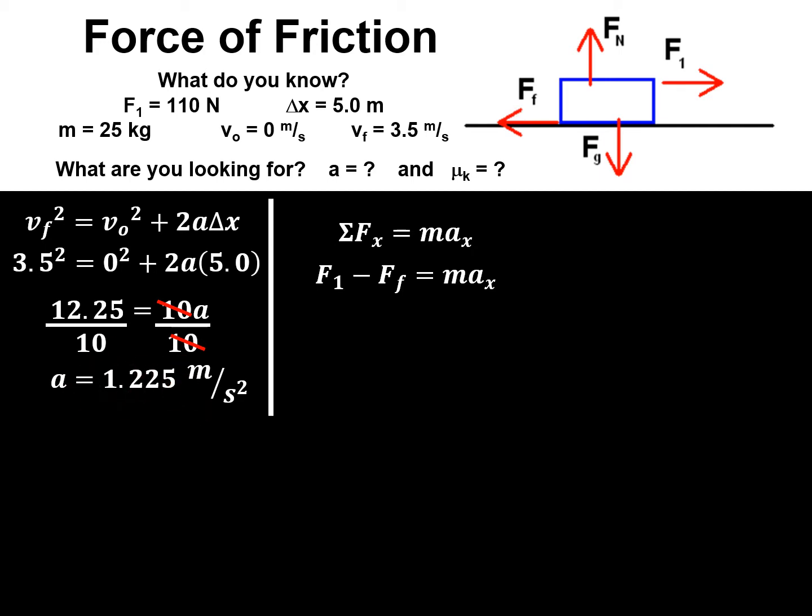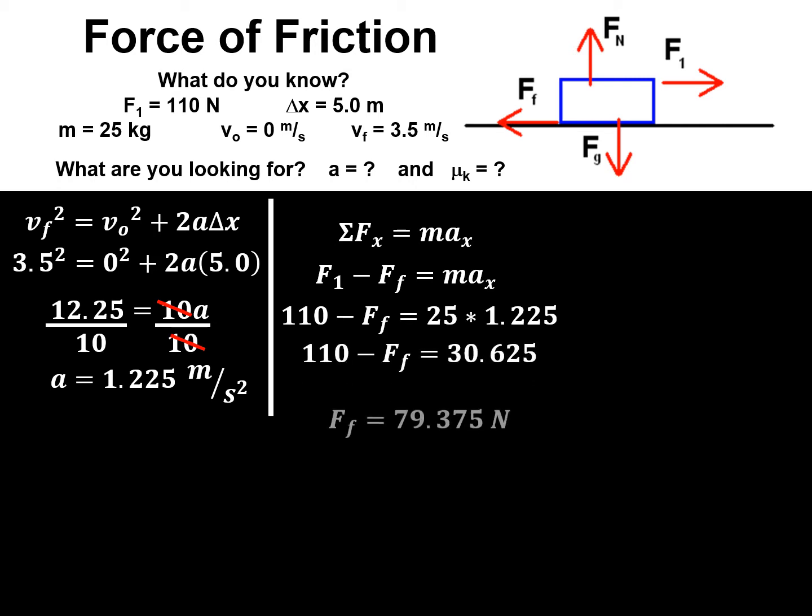Well, we have the acceleration. We just calculated it. It's 1.225. Force 1 is given to us, 110 newtons. And then the force of friction is going to be our only unknown when we plug in those numbers. So we isolate our variable. We take 25 times 1.225. That's going to give us 30.625, and then we take the force of friction over to the other side and isolate our force of friction. We get 79.375 newtons for our force of friction.